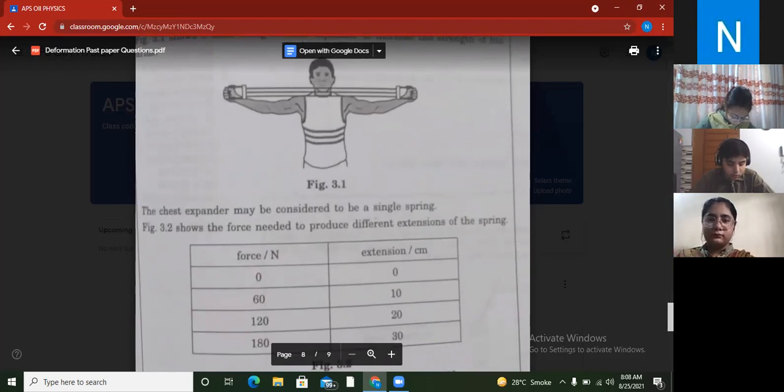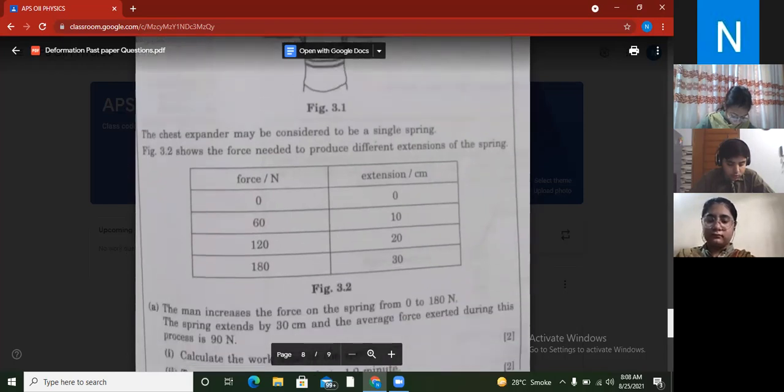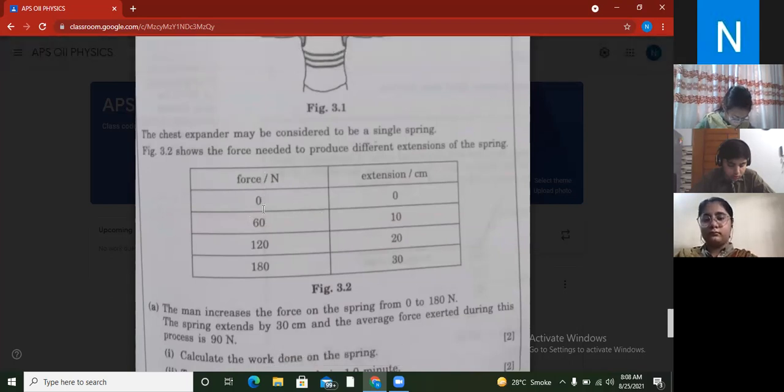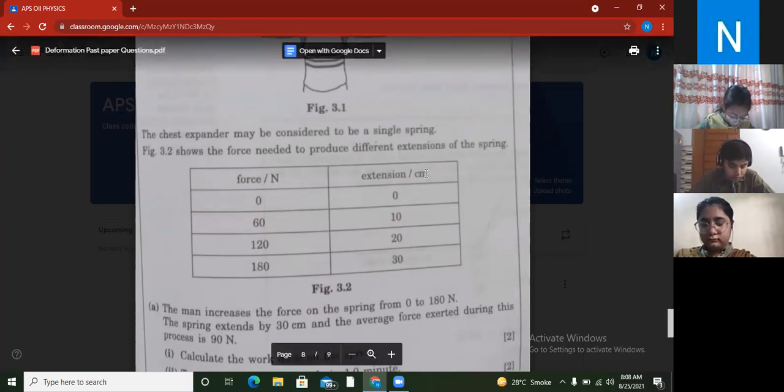A chest expander may be considered to be a single spring. Okay. In Figure 2, we have a table that shows the force needed to produce the extension of the spring. You can see there is a table of force and extension. All the values of force are given to you from 0 to 180 and all the values for extension are given from 0 to 30 centimeters, right?